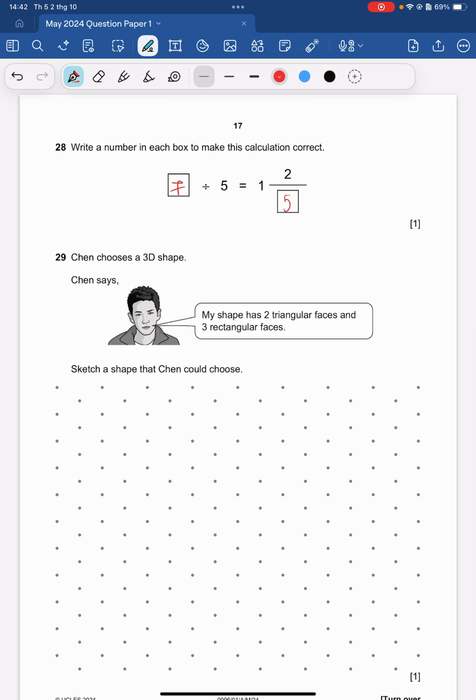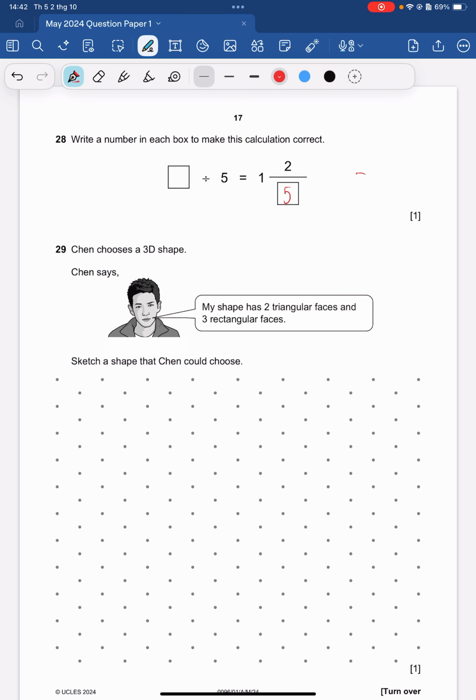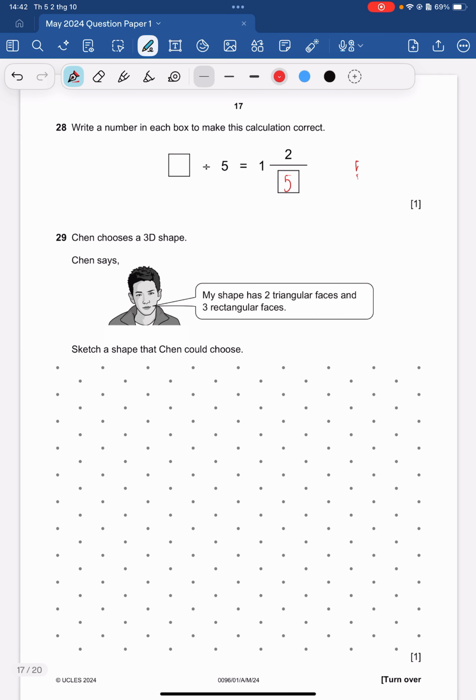Okay, for this exercise, you can fill number 5 first, and then you can do the working power, like 5 times 1 plus 2, to get this number. Okay, 7. Okay, 29. Myself has 2 triangular faces and 3 rectangle faces.